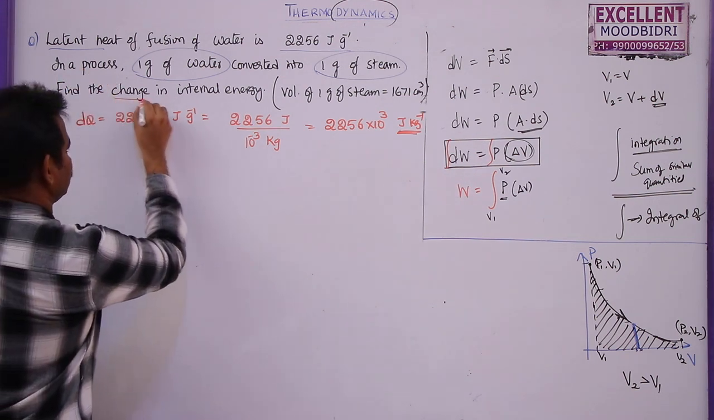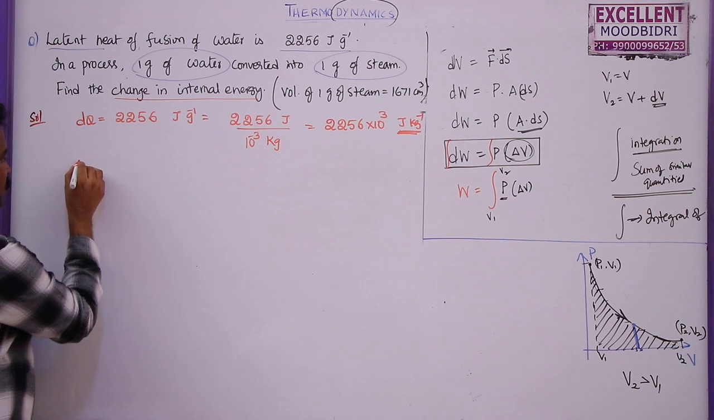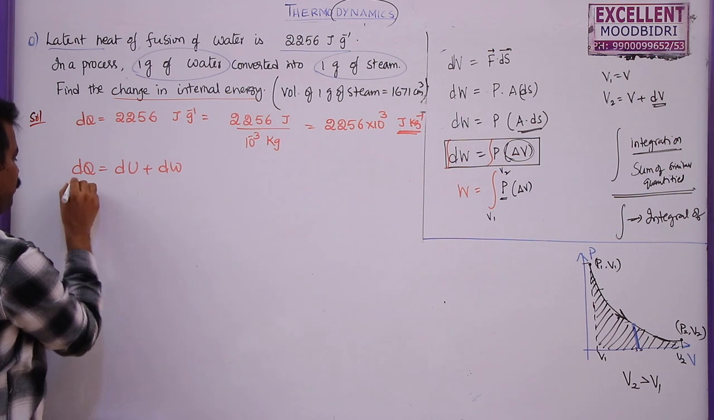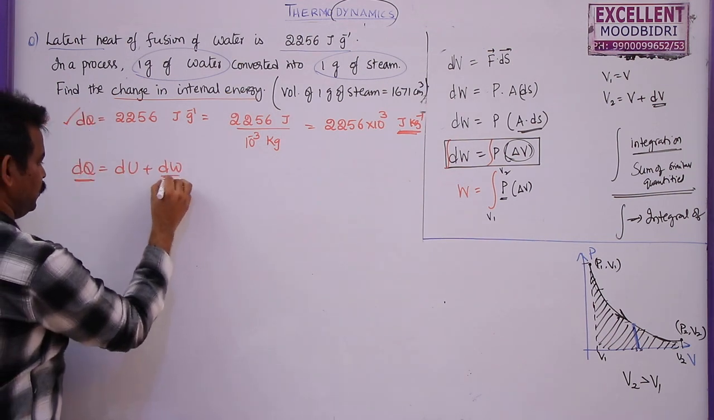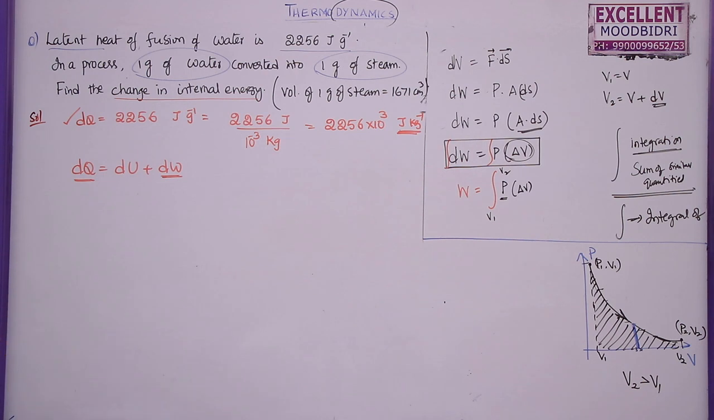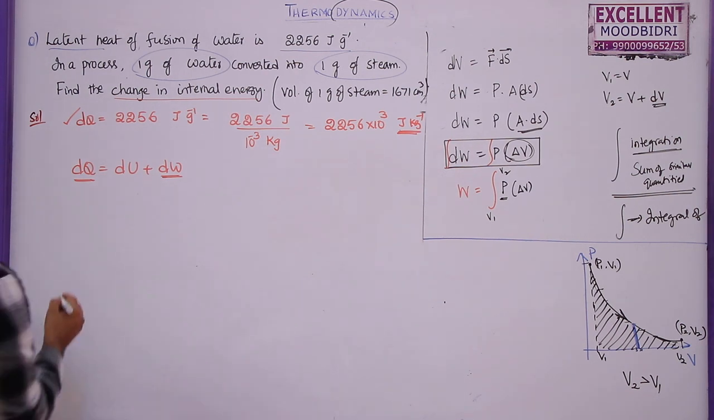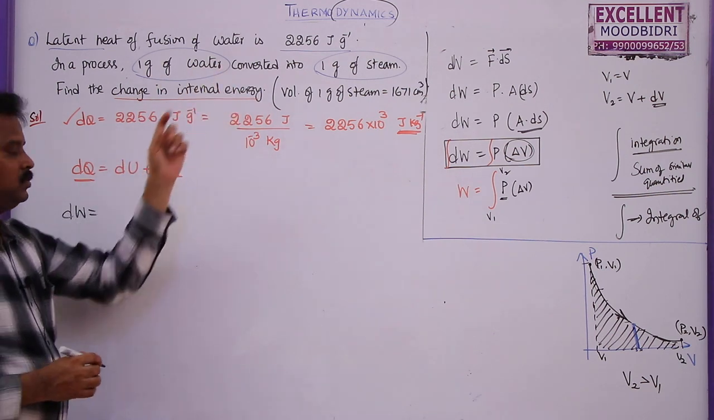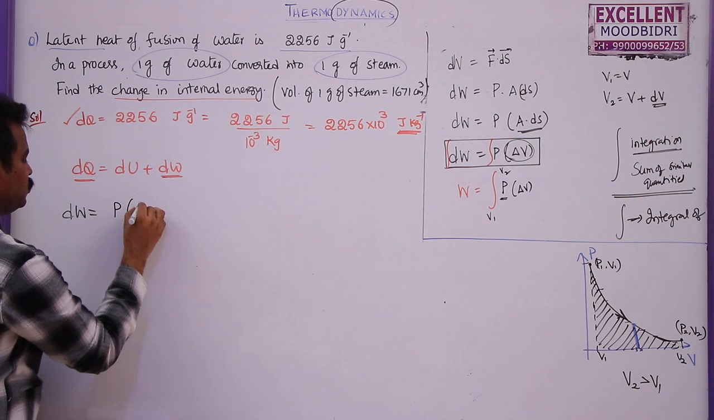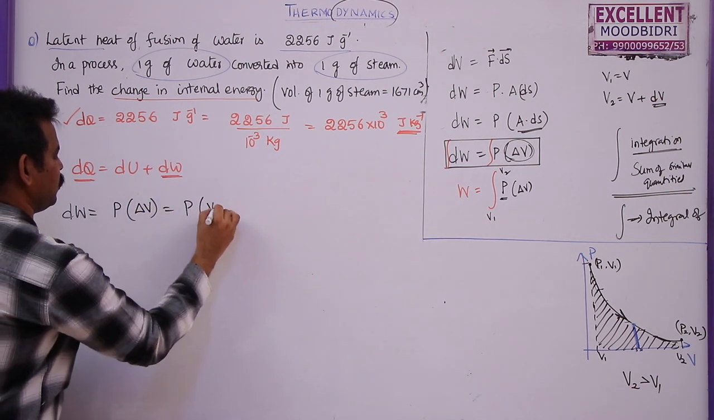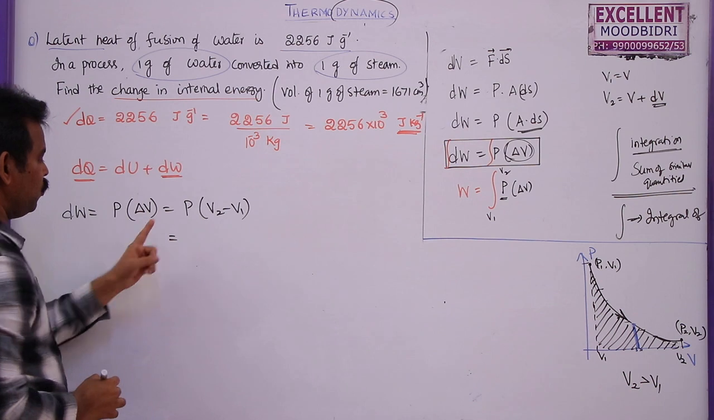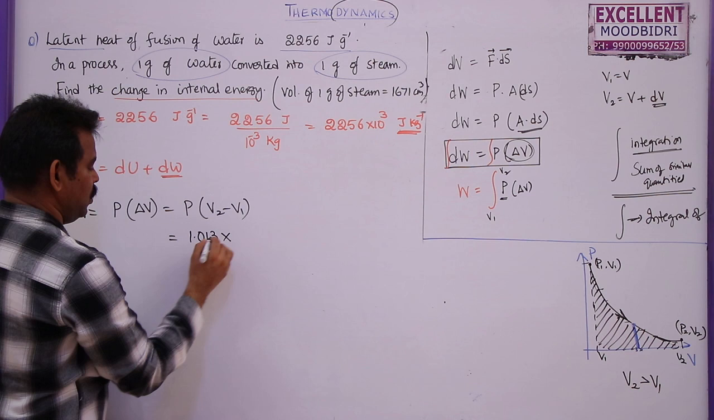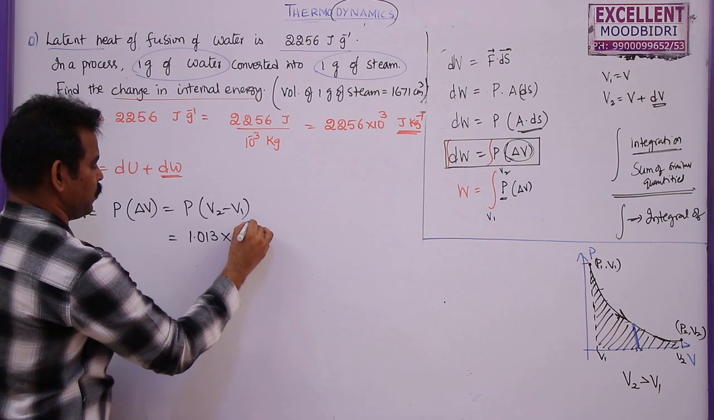As they are asking us to find out dU, from the first law of thermodynamics we can write dQ is equal to dU plus dW. This is the given value. This we need to find, the internal energy. So what is the work done in this case? As this process takes place at constant pressure only, the work done is given by P into change in volume, or P into V2 minus V1. What is the pressure? Atmospheric pressure. It is constant. We studied this in the fluids lesson, 1.013 into 10 power 5 pascals.